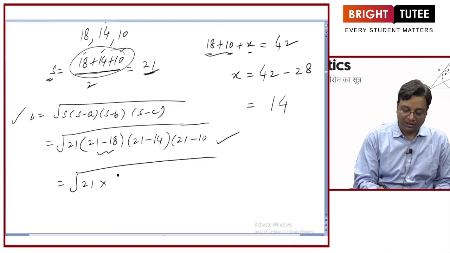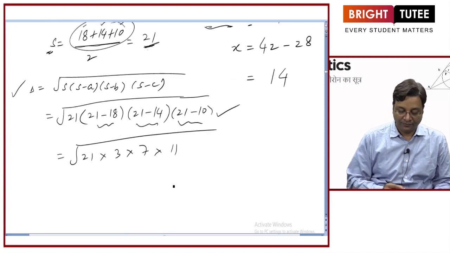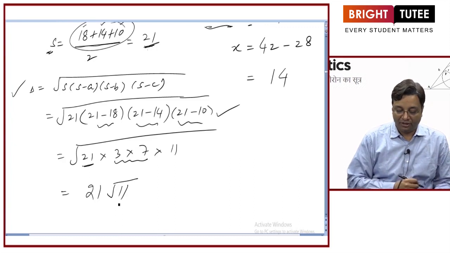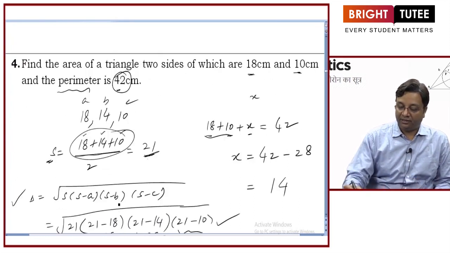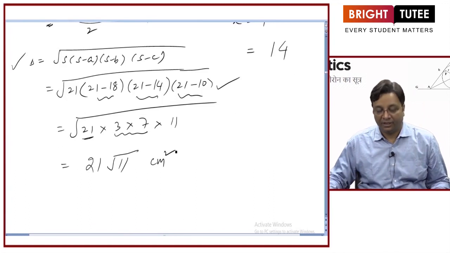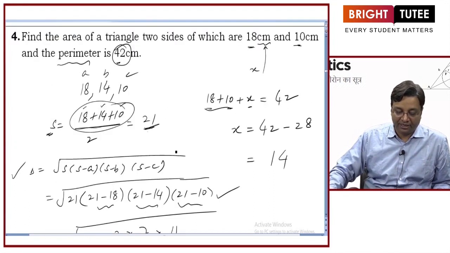21 into this is 3, this is 7, this is 11, right. So this is 21 and 7 into 3 is also 21. So 21 can be taken outside and 11 will remain inside. 21 root 11, and take care of the units. This time unit is centimeter, so the area will be in centimeter squares, right. 21 root 11 square centimeters is the area of this triangle, right.